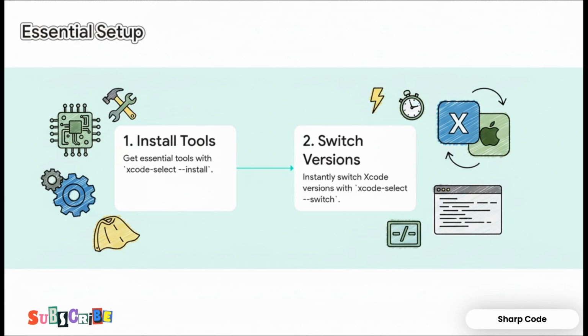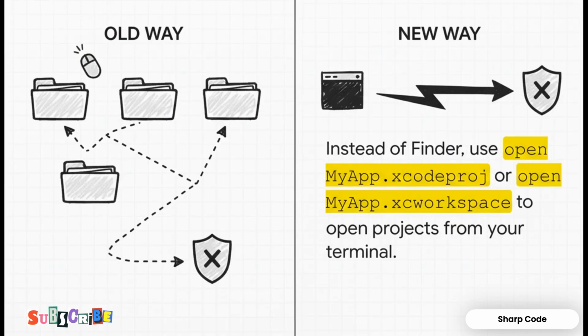No more guesswork. Now this one, it seems almost too simple, but I'm telling you, this will change your daily life. Instead of clicking through folders in Finder, just navigate to your project directory in the terminal and type open and the file name. It's a tiny little habit that saves you a few seconds every time, but it adds up, and more importantly, it keeps you in the flow.